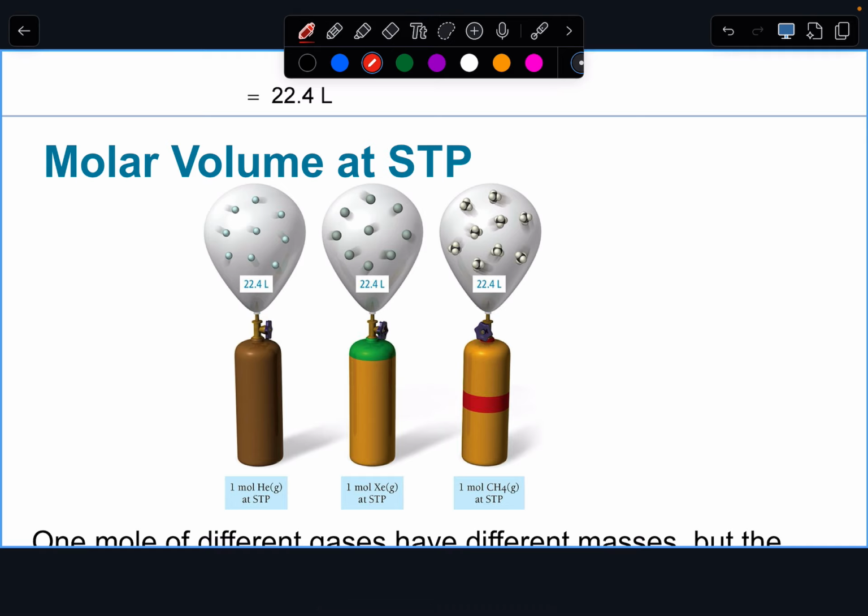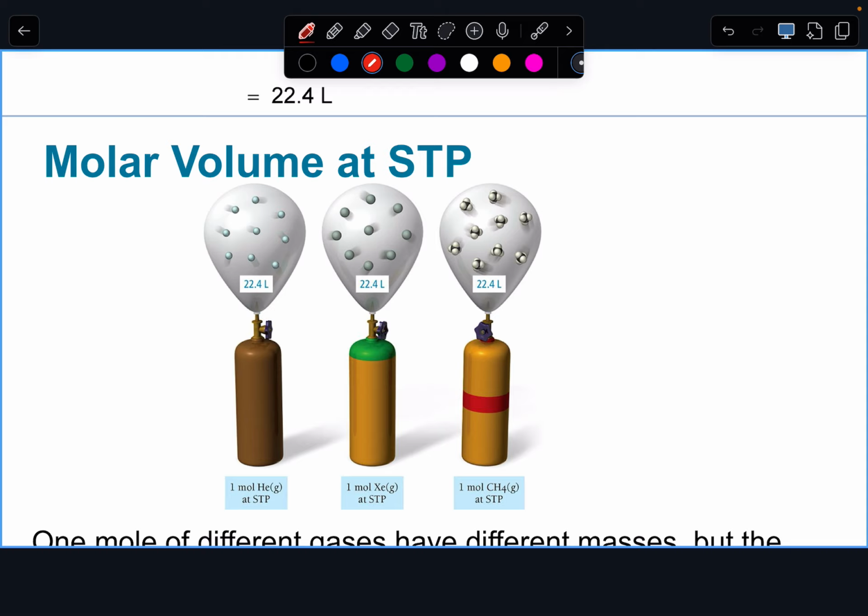Just like we talked about before, it doesn't matter if you have a mixture of gases, they're all going to behave independently and they're all going to behave the same. The same thing holds true here. If you have 1 mole at STP, they're all going to have that same volume of 22.4.